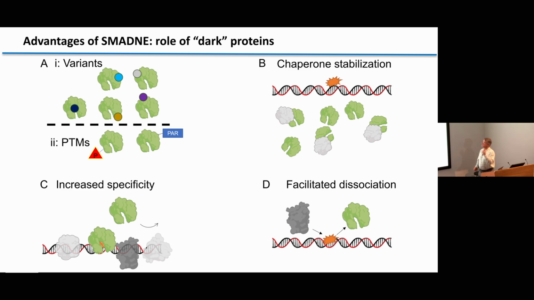So we think that SMADNE has a lot of advantages. You can rapidly look at variants. I just showed you the tip of the iceberg of what we're doing with PARP. You can look at post-translational modifications.